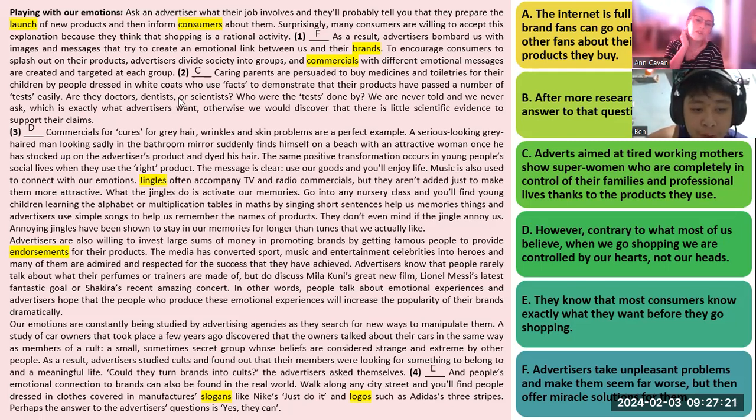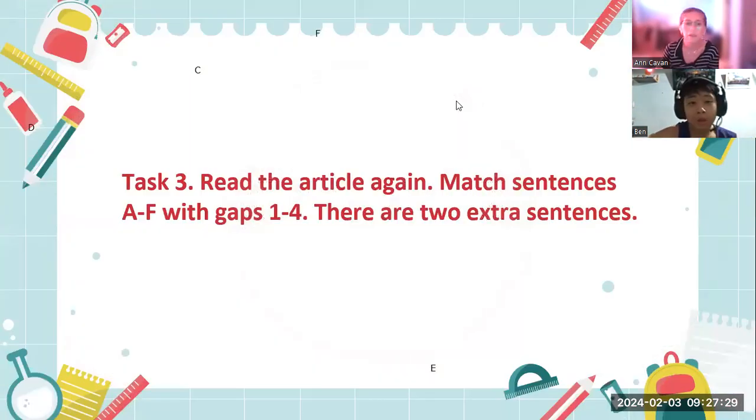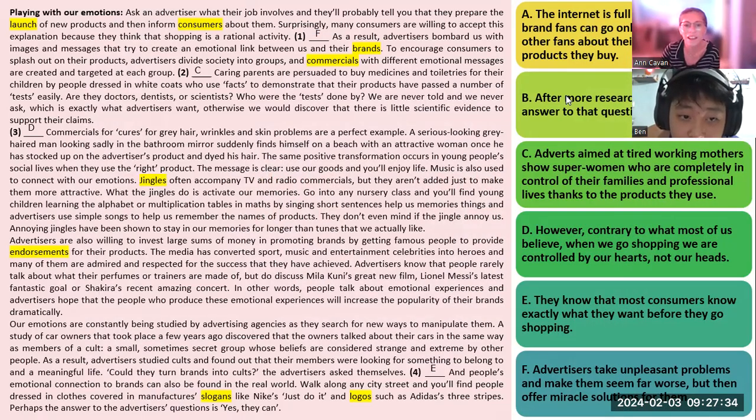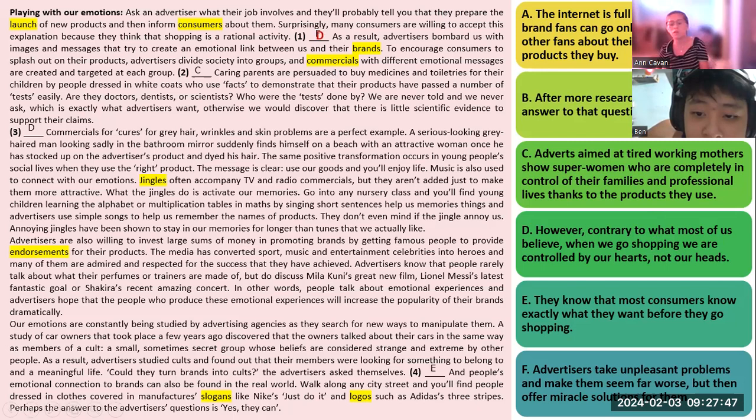Okay, so number one. What is your answer for number one? Okay, number one is letter D. As a result, however, contrary to what most of us believe, when we go shopping, we are controlled by our hearts, not our heads. Okay, next one is C, correct.